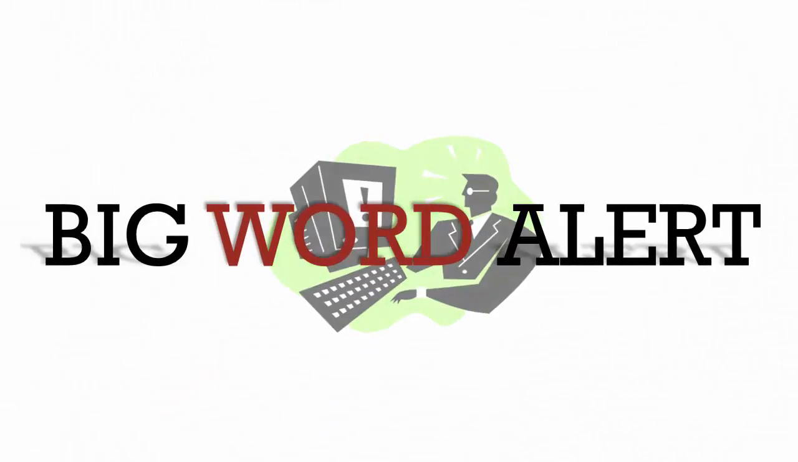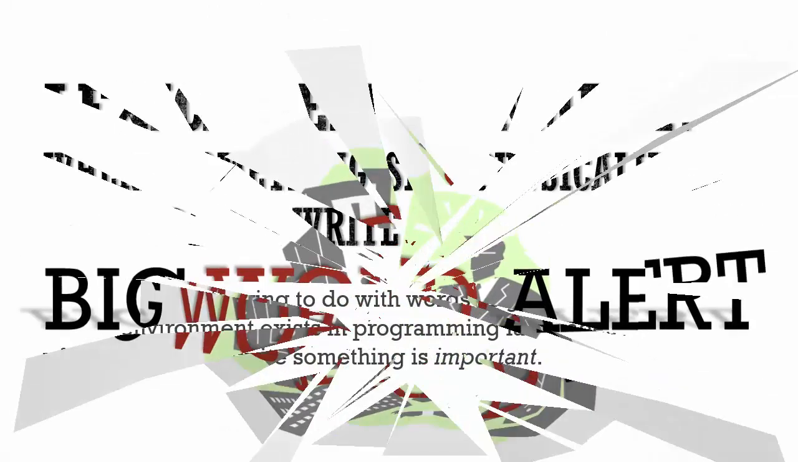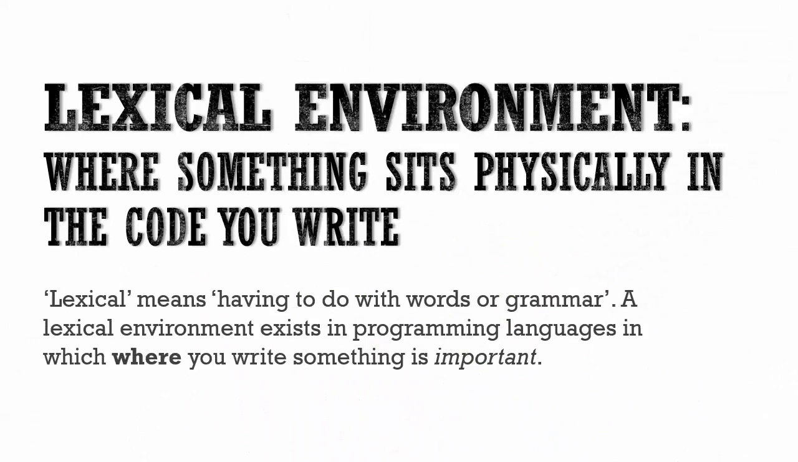Big word alert. What's the next big word we're going to cover? Lexical environment. That's a big term. Where something sits physically in the code you write. The word lexical means having to do with words or grammar. So we're talking about the code you're writing, its syntax, its vocabulary. Now, a lexical environment exists in programming languages in which where you write something is important. So that sounds kind of funny, but actually, not every programming language is that way.